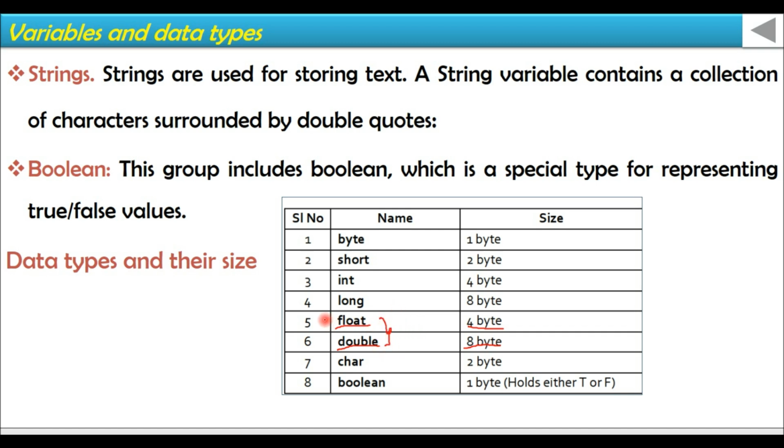ከዴሲማል ፖይንት በኋላ many figures ካለን it's recommended to use double, right. ነገር ግን grade ለምሳሌ ምናልባት 3 or 4 significant figures ቢኖረን, so we're going to use float rather than the double because double is memory intensive as compared to the float.